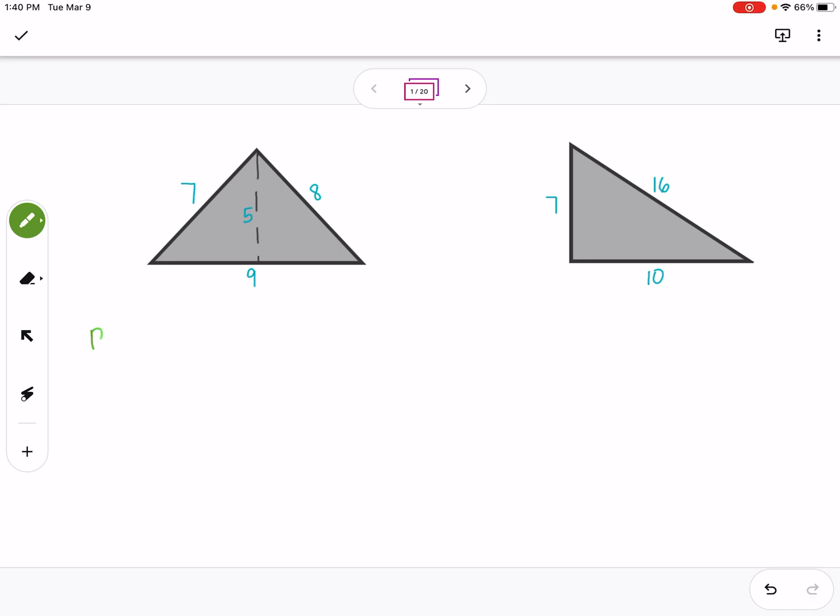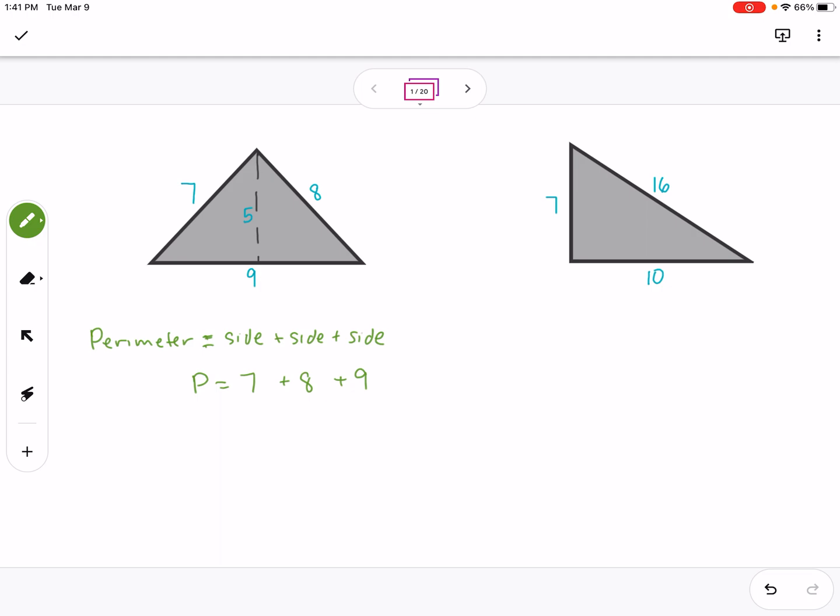If I want to find the perimeter of a triangle, I just add up the sides, right? So it's just side plus side plus side. Okay, so in this case, my perimeter equals 7 plus 8 plus 9.